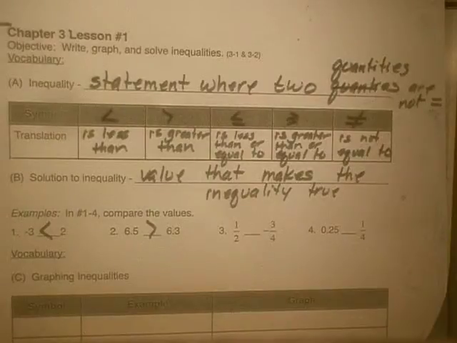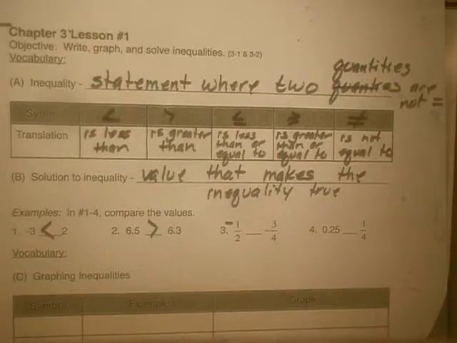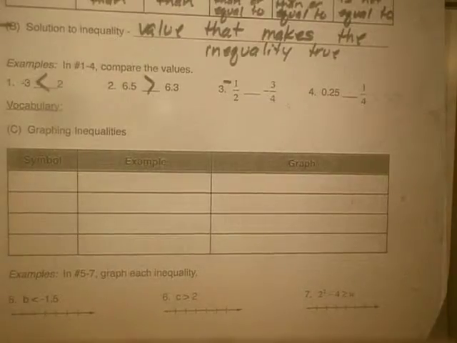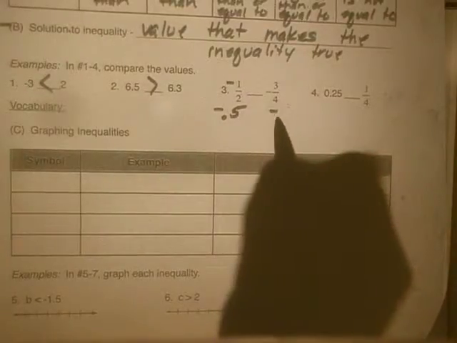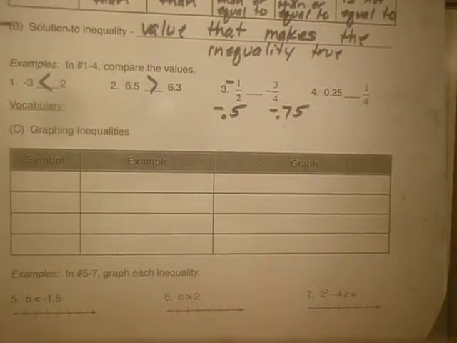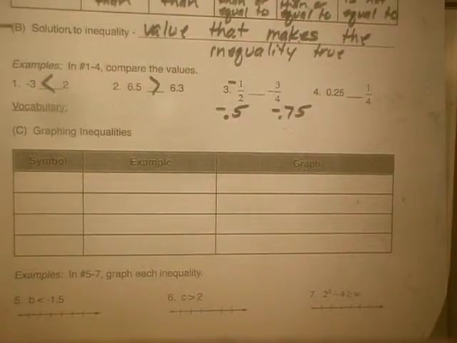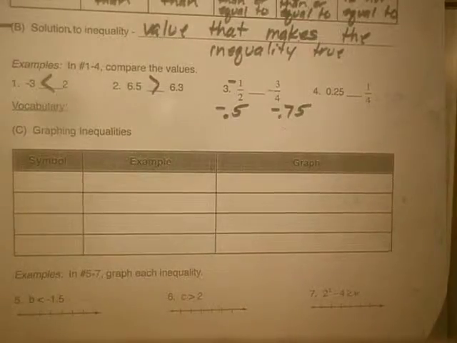For number 3, I'm going to change this question, and I'm going to make it -1/2 and -3/4. And to compare fractions, I would change them to decimals. So we would have -0.5 and -0.75. And I change these both to negatives to remind you, with negative numbers, the bigger it is, it's actually getting smaller. If you have -10 or -100, -100 is actually smaller. You're further in the hole.